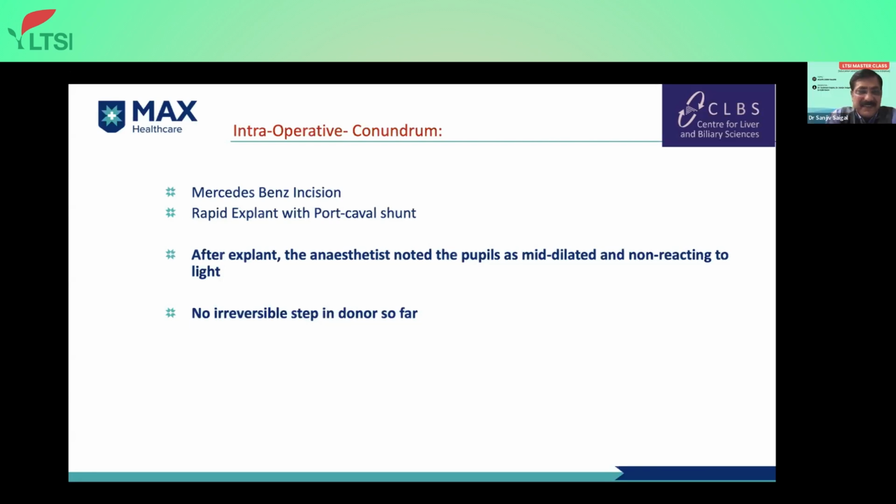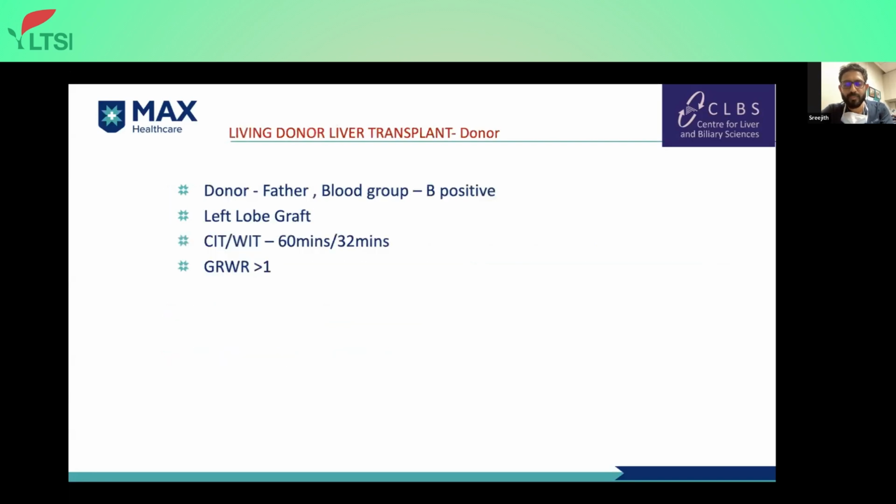So we went ahead with surgery. Next slide, please. We took a left lobe graft and proceeded with the transplant. It was a father's left lobe graft. Cold ischemia time was 60 minutes, GRWR was more than 1, and warm ischemia time was 30 minutes. Next slide, please.